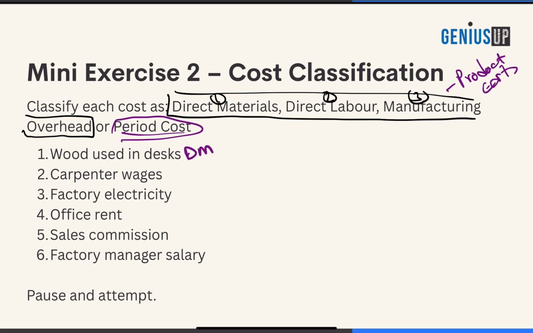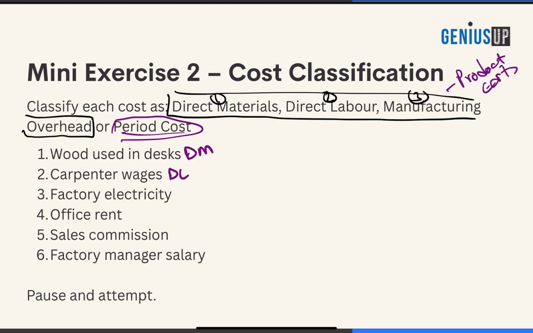The carpenter's wages. These are people that are directly involved in the production of the tables, right? They produce the table, they shape the table, they make the tables. Therefore, this is direct labor, right? Because we can say these people are directly involved. They're hands-on in the production of the tables, the chairs, and whatever. So this is direct labor.